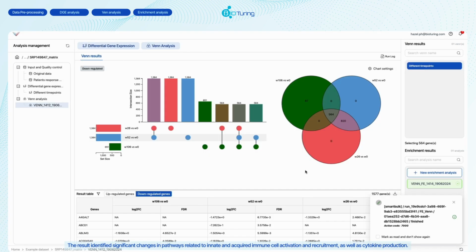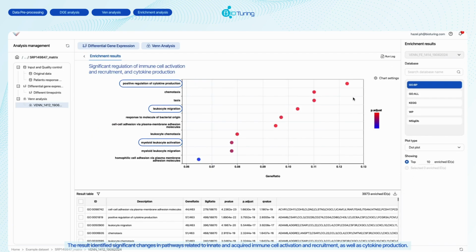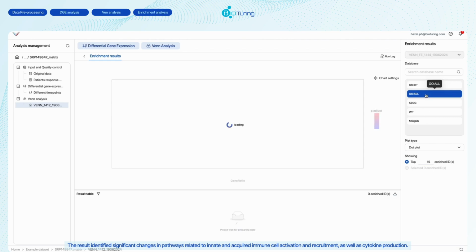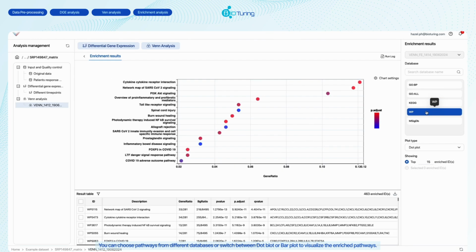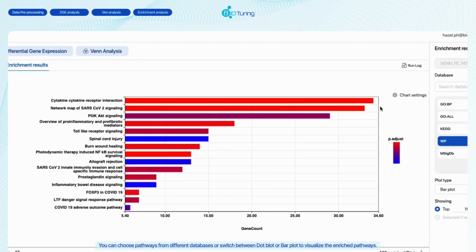The result identified significant changes in pathways related to innate and acquired immune cell activation and recruitment, as well as cytokine production. You can choose pathways from different databases or switch between dot plot or bar plot.